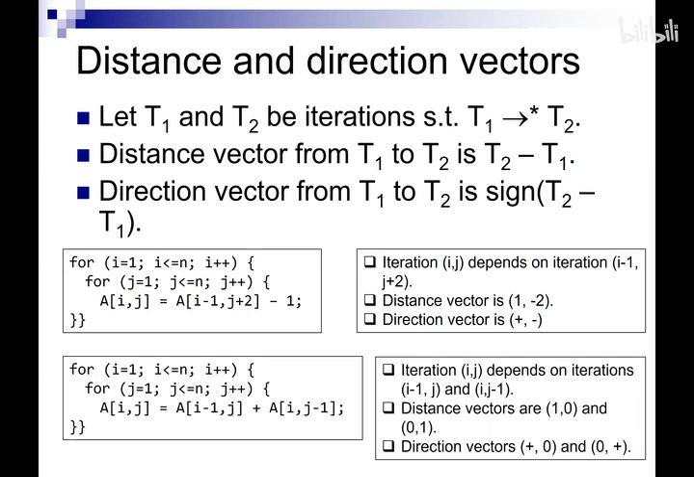Another example, suppose you have something like this. Here, iteration (i, j) depends on two different iterations: iteration (i-1, j), and also (i, j-1). In that case, for the first dependency, (i, j) minus this thing is going to be (1, 0), and for the other dependency, (i, j) minus this thing is going to be (0, 1). The direction vectors are: this is positive and this is 0, and this is 0 and this is positive. So that's what these direction and distance vectors are.